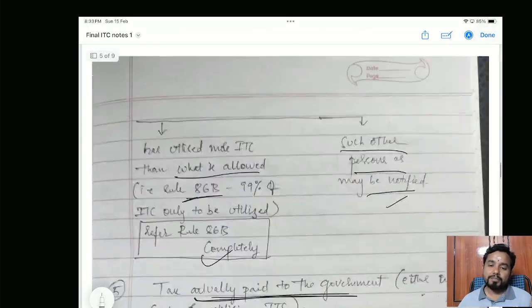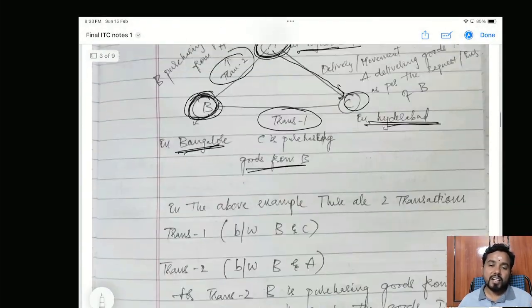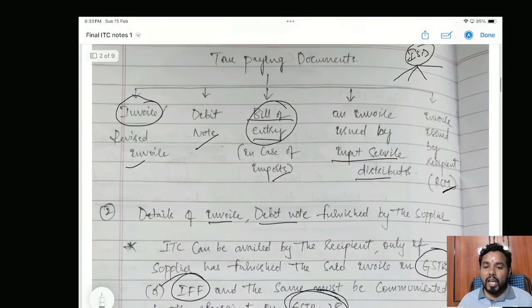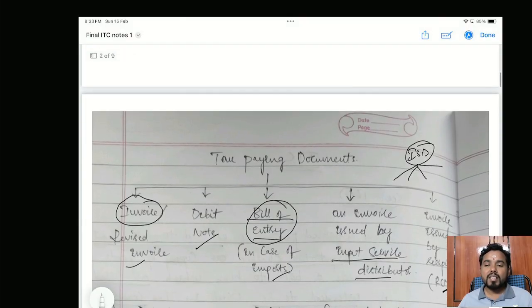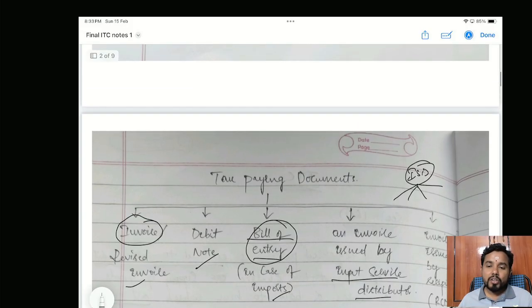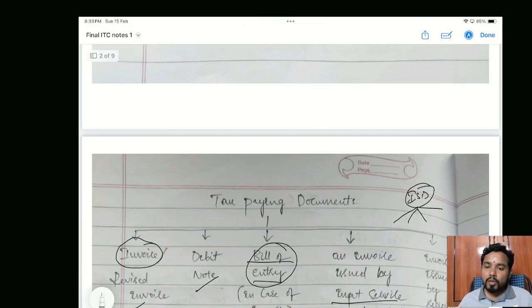I repeat, there are total 6 conditions. First we have started that a registered person, if he had procured any goods or services with an intention for using in the course or furtherance of business, he can avail ITC. But what Section 16 subsection 2 is saying, you can avail ITC, good, but you have to satisfy some conditions to avail ITC.